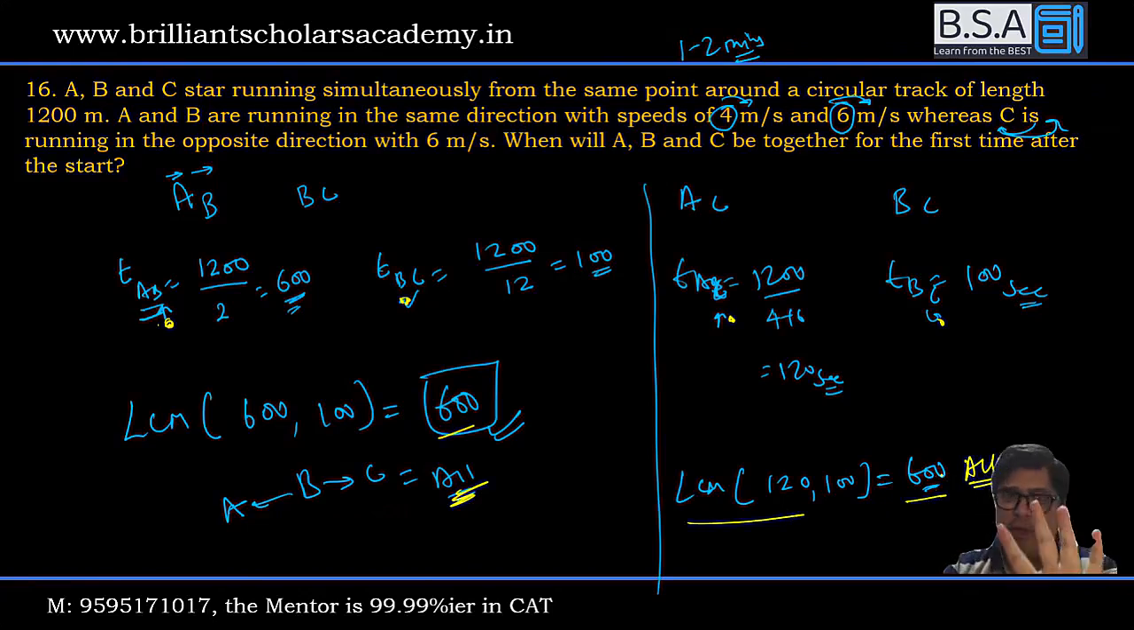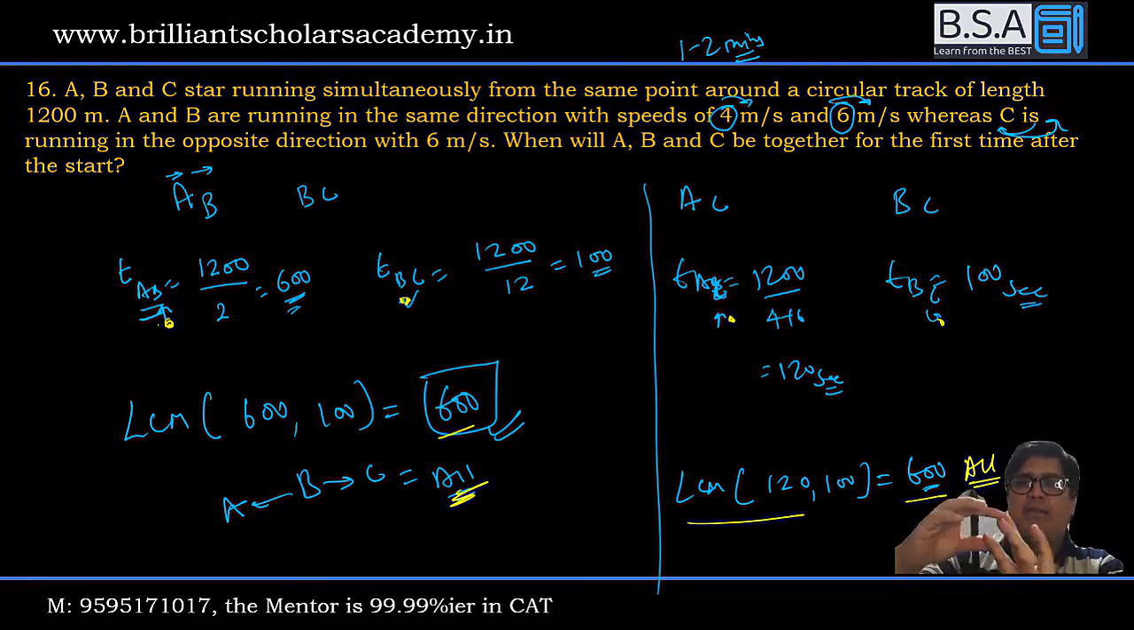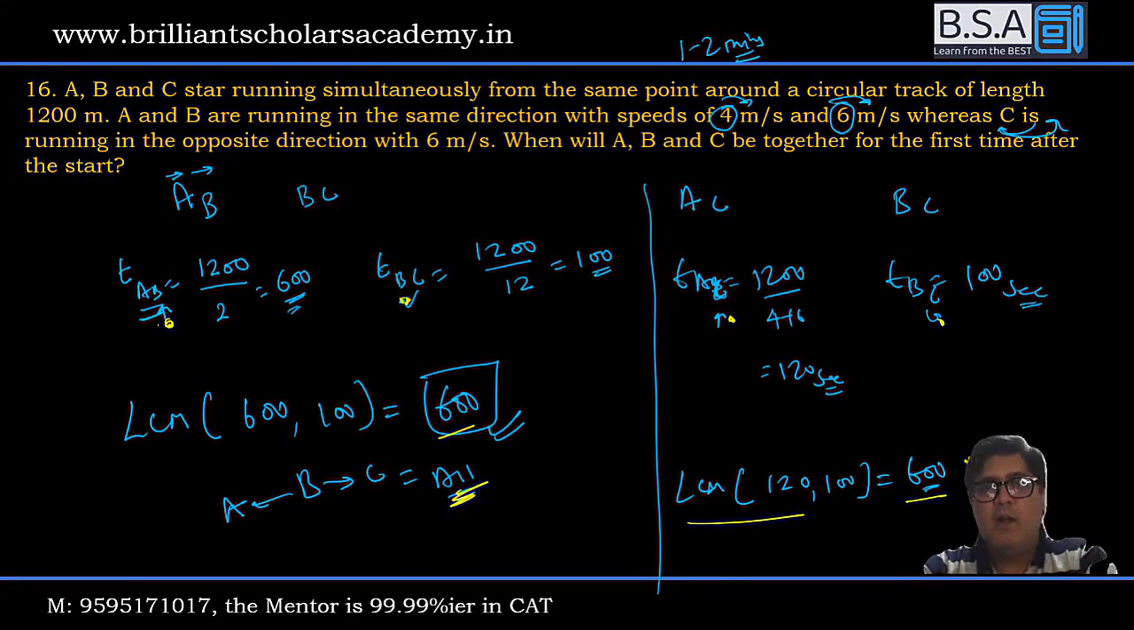What if there are 4 people? A, B, C, and D. So you make, let us say, A common. You find the time for AB, you find the time for AC, and you find the time for AD. और बाद में LCM ले लेना. One person has to be common if you want all of them to meet together.